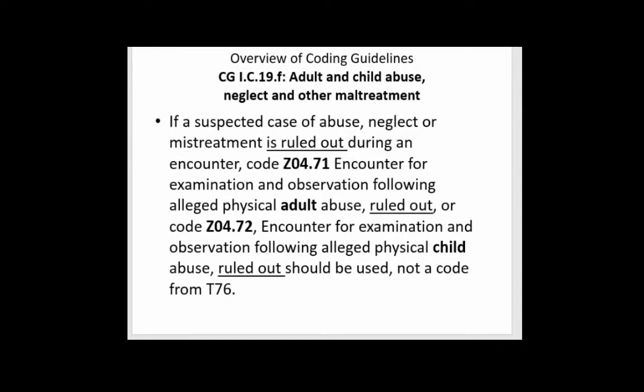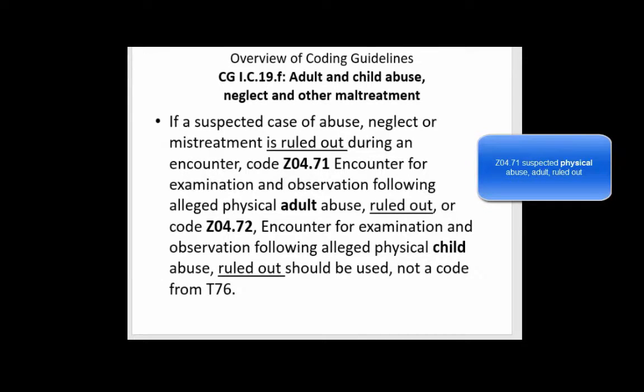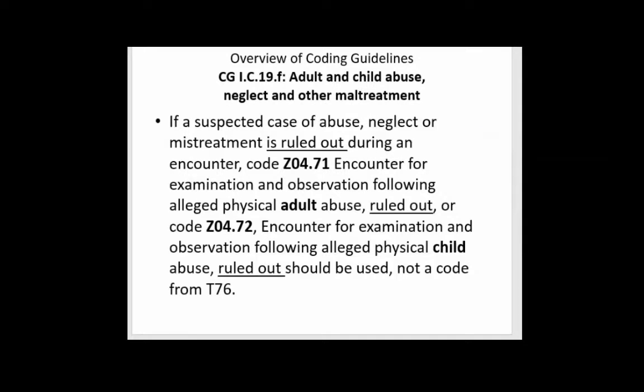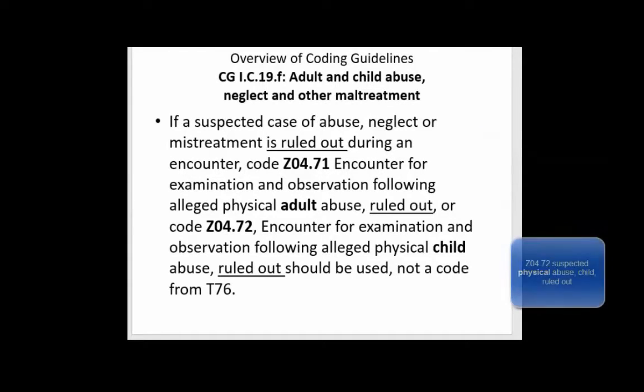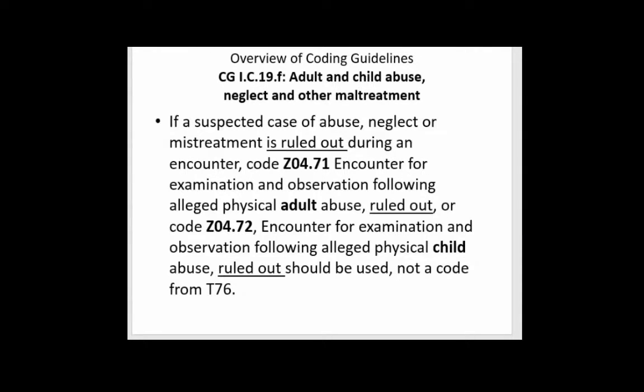There are also codes available if the patient is in the physician's office, for example, or in the hospital, and you are suspecting it's abuse, but then during this encounter or during this admission, it's ruled out, that we know it wasn't abuse. Then we're going to use the Z04.71 encounter if it's an adult abuse ruled out, or code Z04.72 if it's child abuse ruled out. If you're using either of these Z04 category codes, you will not be using the T76.